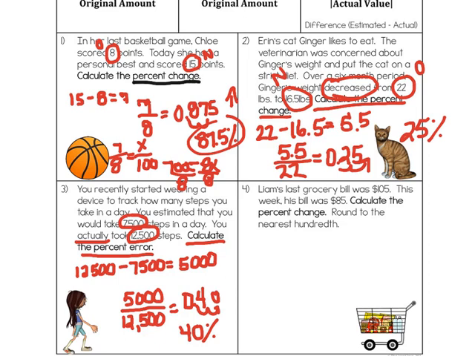Okay, Liam's last grocery bill was $105. This week his bill was $85. Calculate the percent change, round to the nearest hundredth. Okay, so we're talking about money, so we always round to the nearest hundredth. So let's look. If his bill last week was $105 and his bill this week was $85, then his bill decreased, right? So it's going to be a percent decrease. This was the original amount, and this is the new amount. Okay, so remember, if the original amount is higher than the new amount, it's a decrease.